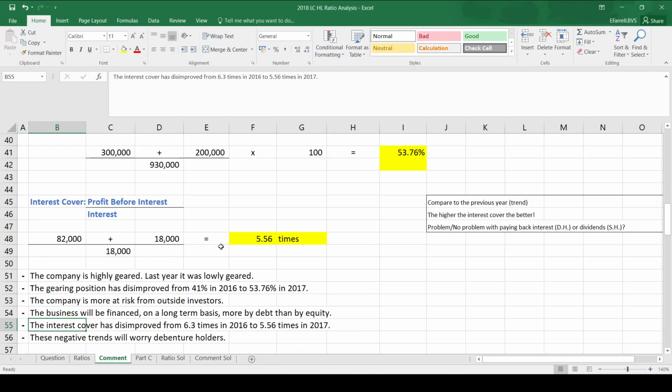It was over 6 last year. It's just gone down to 5 now. So the interest cover has disimproved from 6.3 times in 2016 to 5.56 times in 2017. These negative trends will worry the debenture holders. So the debenture holders won't be happy that it's gone from lowly geared to highly geared and the interest cover has disimproved. And again, from the point of view of shareholders, these things would also not please shareholders.